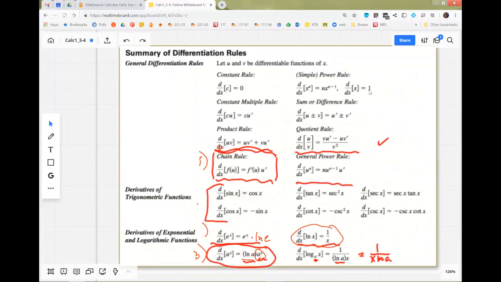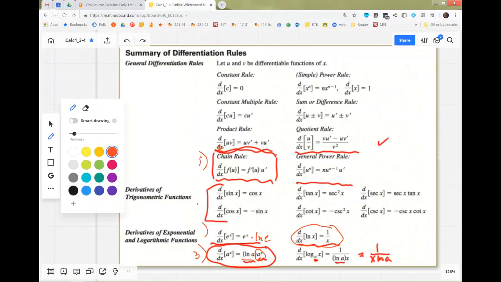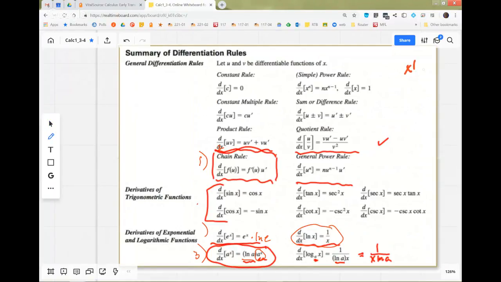The derivative of x is 1. By the way, you can do that by the power rule, right? Because x to the 1, what's the power rule? Bring the power down, reduce the power by 1. What's 1 times x to the 0? 1 times 1, and you can see, so you could even do that one by the power rule. So the derivative of x is 1.